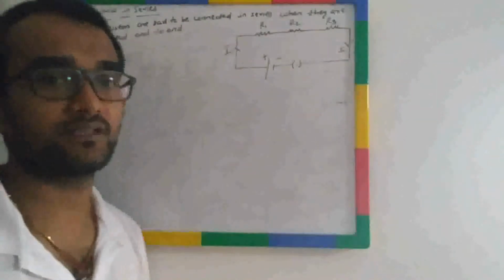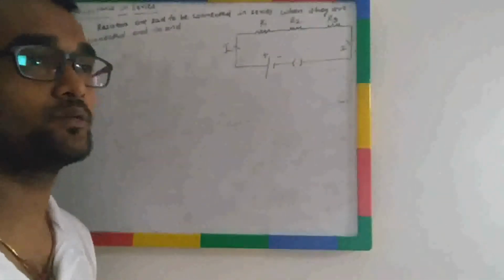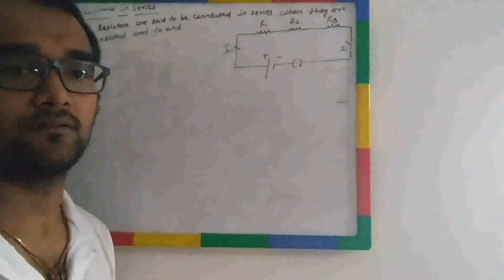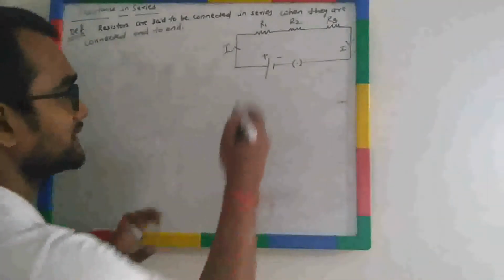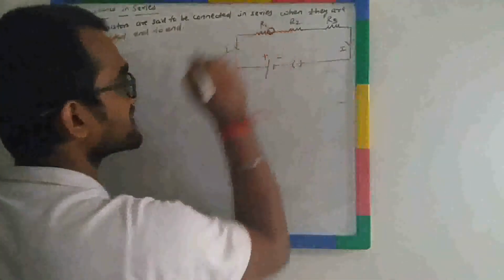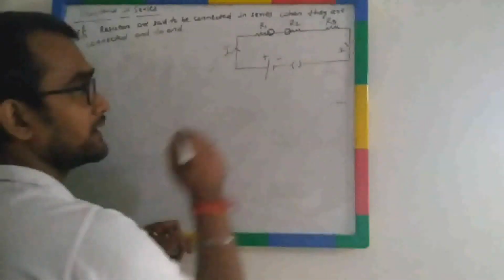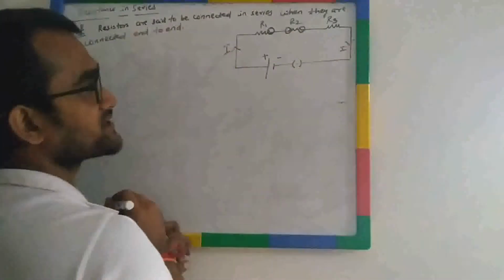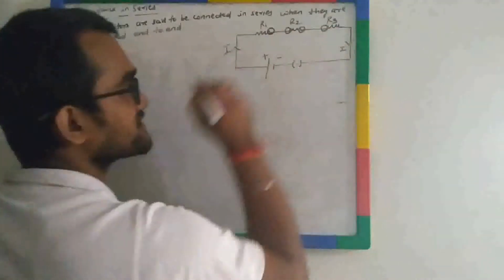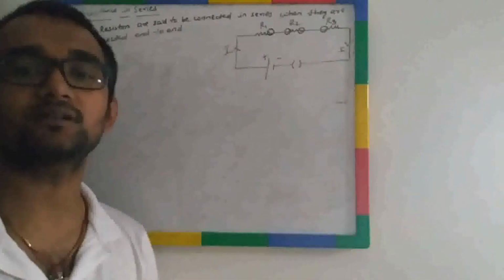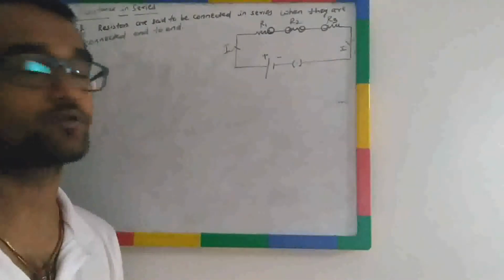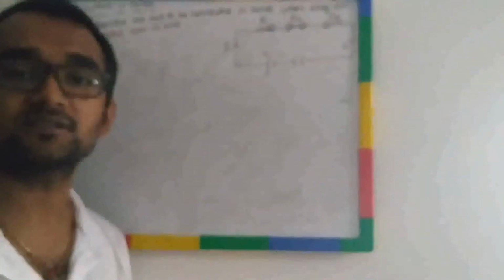Now, before going into the derivation, I will first explain how you can identify whether certain resistors are connected in series or not. As you can see, this end of resistor R1 is connected to this end of resistor R2, and this end of resistor R2 is connected to this end of resistor R3. So the resistors R1, R2 and R3 in this circuit diagram are connected end to end. So this is a schematic diagram of resistors in series connection.